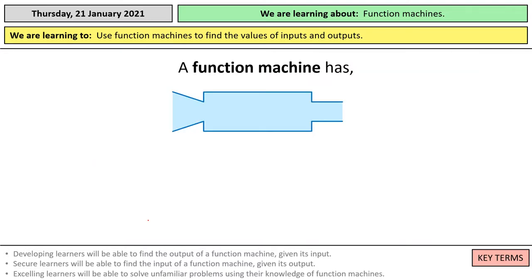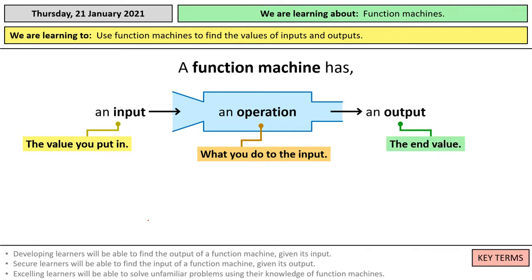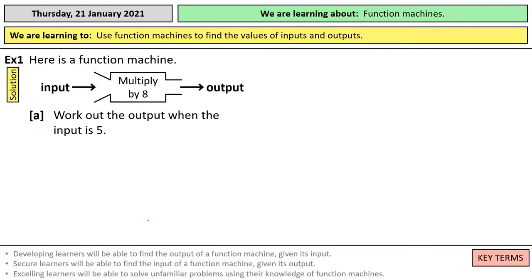Now let's look at a function machine. A function machine has an input, which is the value you put in, an operation, which is what you do to the input, and an output, the end value, so your equals. Let's have a look at some examples. Pause this video now and copy out this table. Okay, let's go through these examples. As I am going along, do write down any notes and copy out these examples one by one.